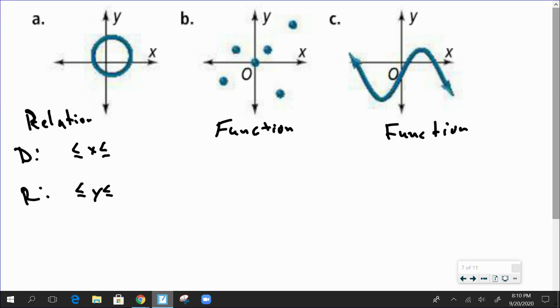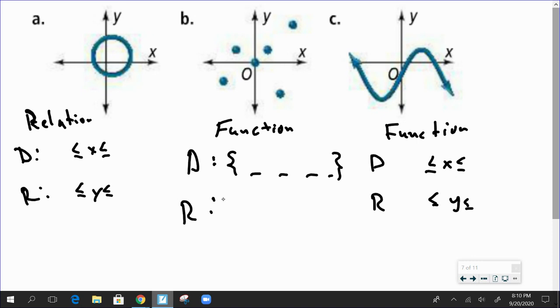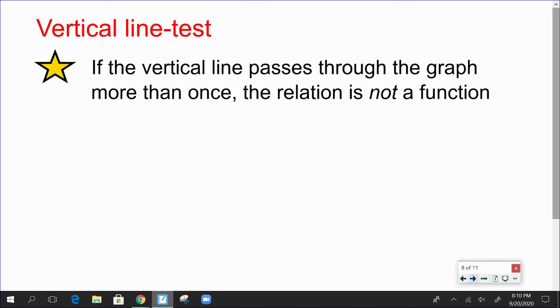This particular one, if I was going to domain and the range, this would be an inequality. It's a continuous graph. Now the middle B, this is a discrete graph, so the domain would be each individual number. And the range would be each individual y. Okay? Just want to be able to get that done quick and easy.